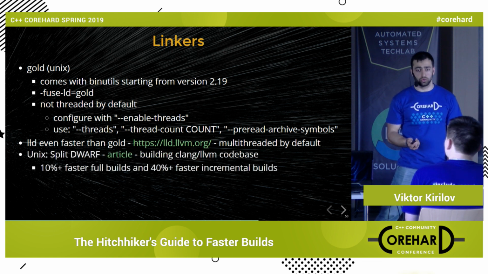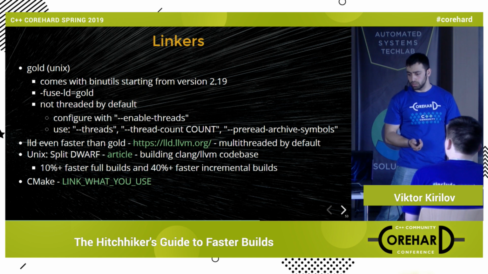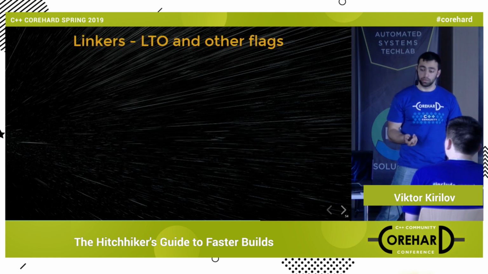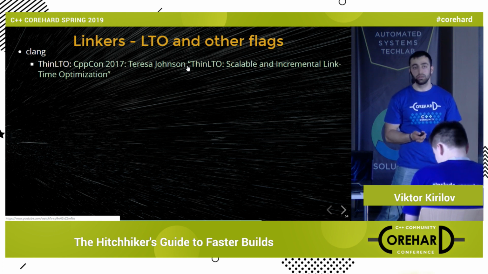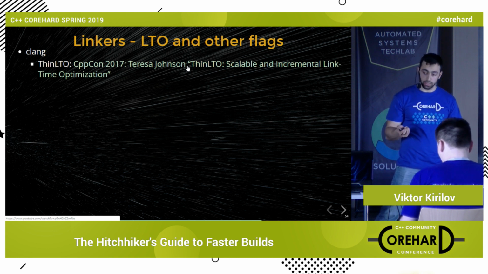And there are a few other tricks which you can employ, like splitting the debug information outside of the final binaries on Unix. And yeah, link time optimizations. Clang has this thing called thin LTO, which is a scalable and incremental link time optimizer. So link time optimization technology is getting much more tolerable and more stable and doesn't consume that much memory, and it's even incremental in this case.